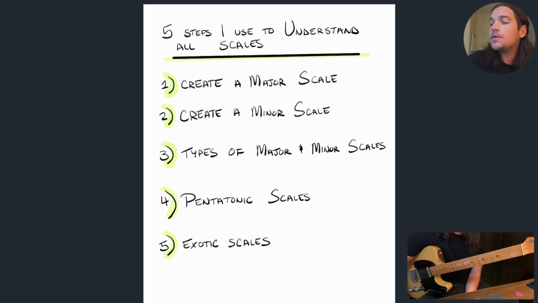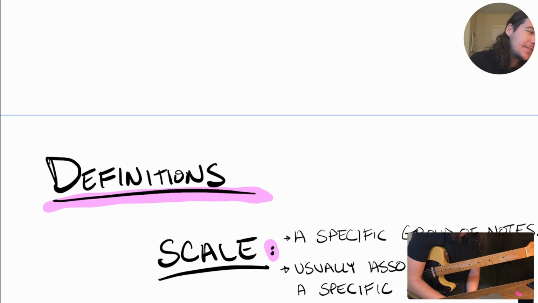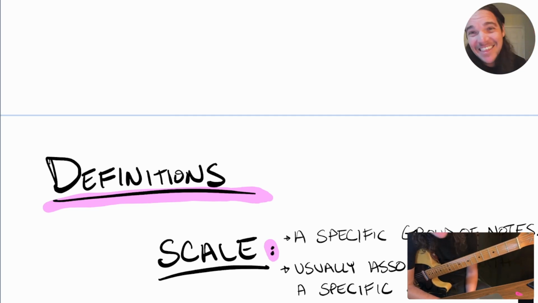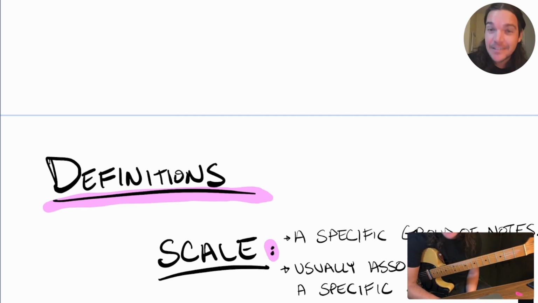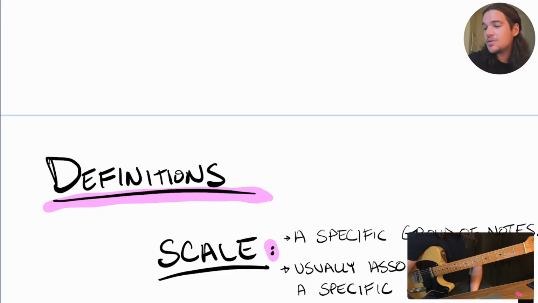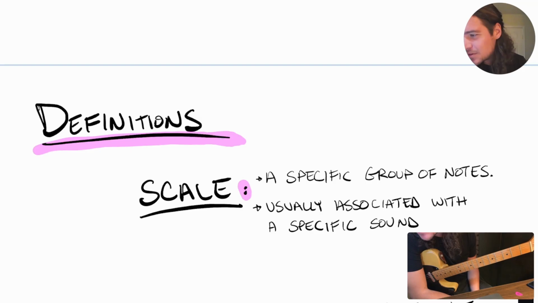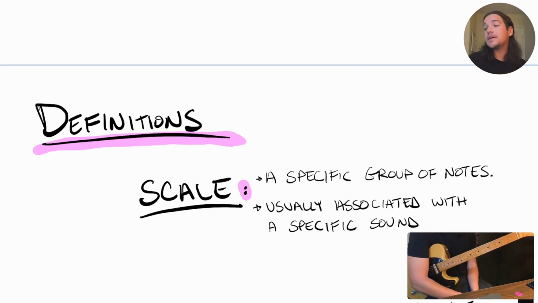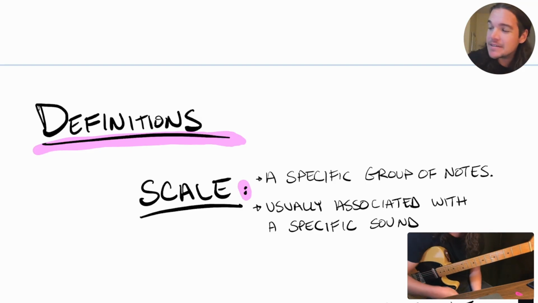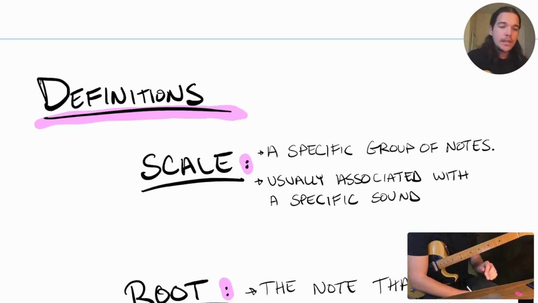Let's start with a little discussion of definitions. I know that definitions might not be the most exciting thing to talk about, but if we're going to have a discussion about all this stuff, it's important that we at the very least come to an agreement on the words that we're using. So let's talk about this word scale. What the heck does the word scale mean? Well, from my perspective at least, a scale is a specific group of notes. And a scale is usually associated with a certain sound.